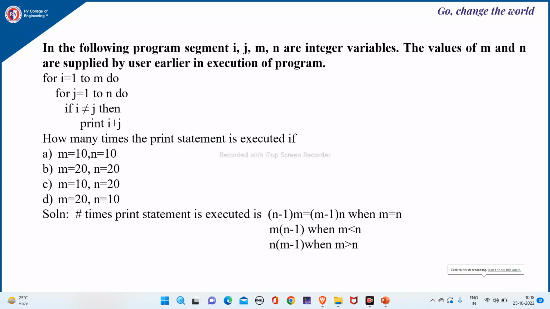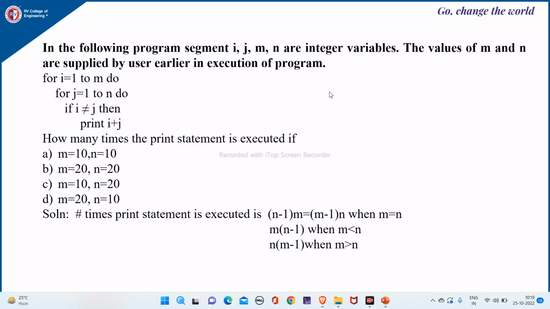Program segment. Given i, j, m, n are integers and the values of m and n are given, how many times does the print statement get executed? This is the question. So now we have the for loop for i equals 1 to m, for j equals 1 to n. If i not equal to j, then print i plus j. You are not supposed to worry about what it is printing.